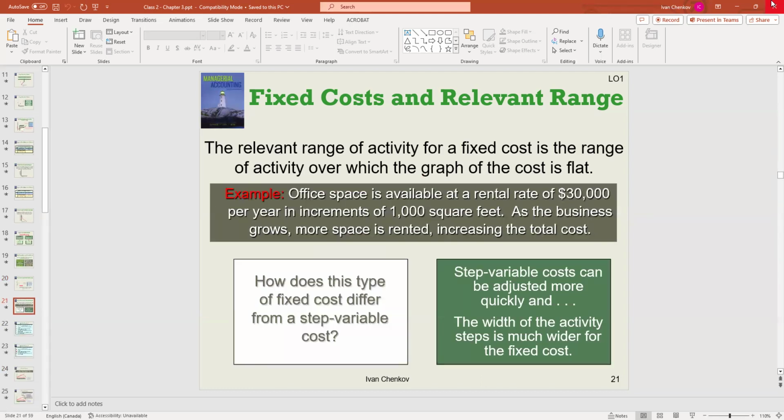Now, relevant range of activity. Relevant range of activity is the range of the activity over which the graph of the cost is flat. So as long as the office space stays the same, let's say, for one bedroom, that will be our range. If the rent jumps, now we're moving to the next relevant range.